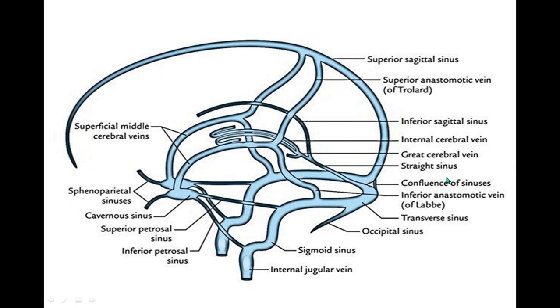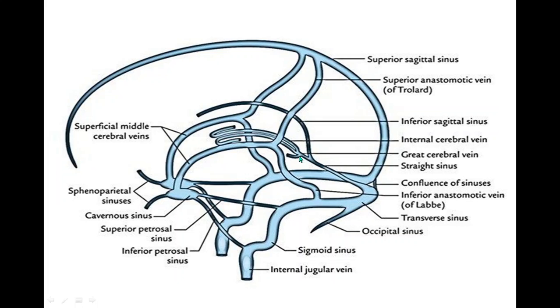Let me show this picture again. So this is the important vein, the great cerebral vein. How is this vein formed? By multiple tributaries, that is the thalamostriate veins, draining your thalamus and the corpus striatum, on both sides, right and left. Then they join to form what we call the internal cerebral vein, which in turn joins to form the great cerebral vein.